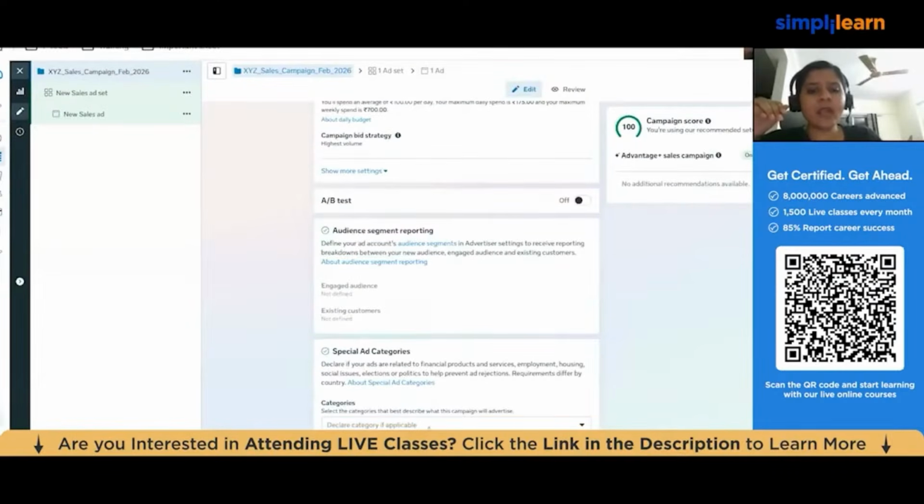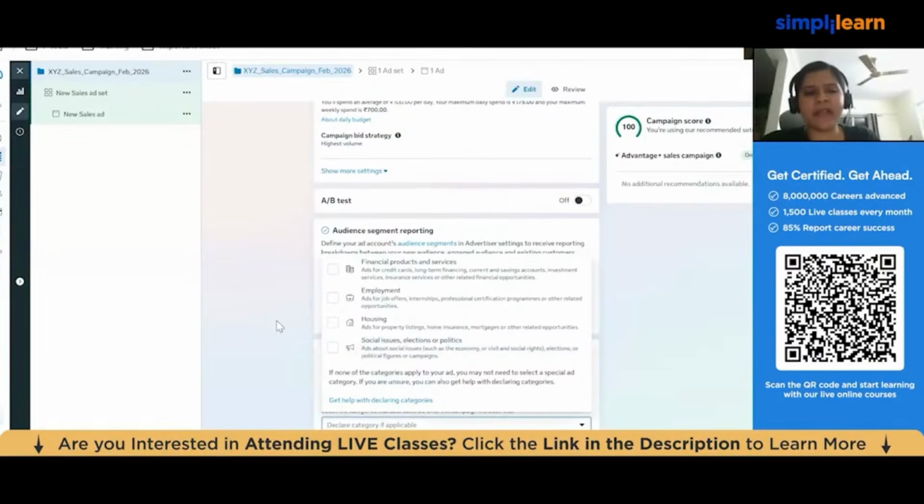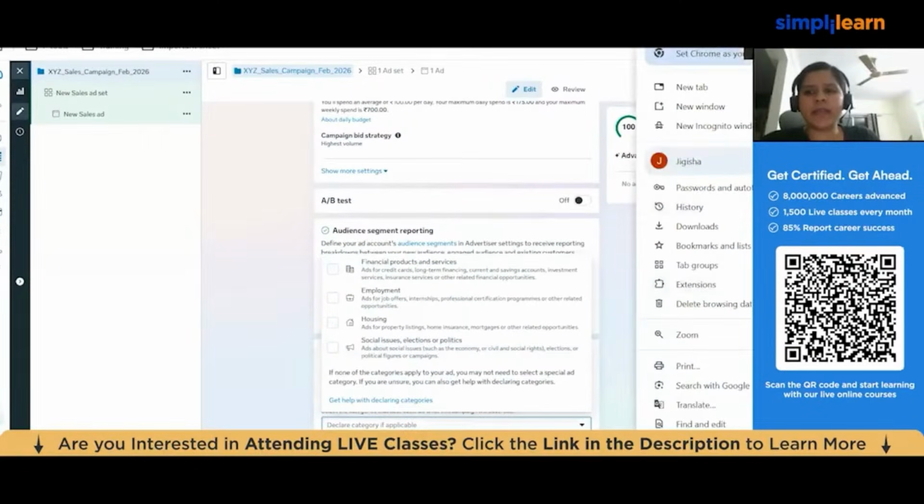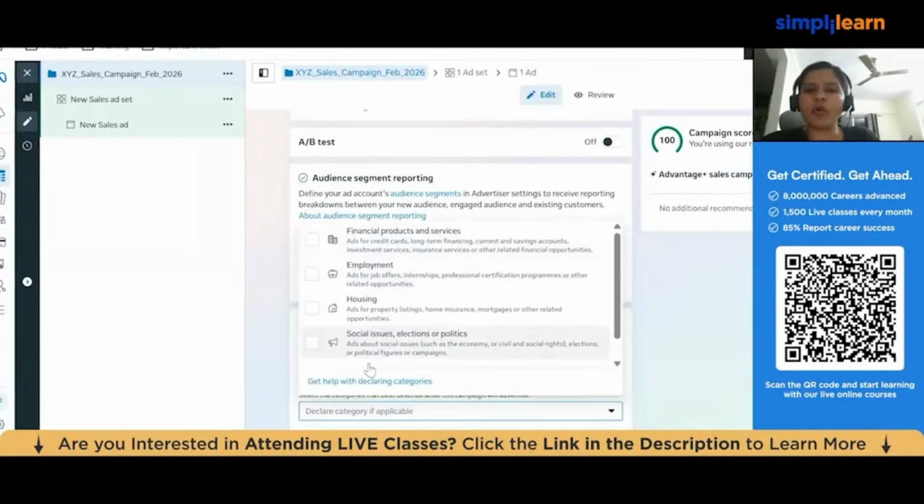Now this one is very important, special ad category. So guys, if your brand falls into any of these categories, you have to let the platform know about it. So if Jessica is promoting any finance related product or service, or anything related to employment, housing, or election, she has to disclose this to Meta. Can anybody guess why? Why just for these four categories is Meta asking you to disclose this to them? Because here you can't see any other category, right? There are only four categories mentioned, which are part of special ad category.